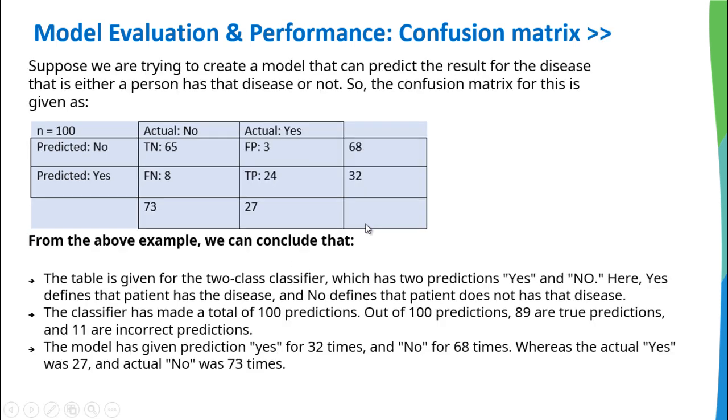So for example, suppose we are trying to create a model that can predict the result of a disease, that is, whether a person has that disease or not. The confusion matrix for this is given, with a total of 100 participants or observations. When we run the analysis, the machine gives us this confusion matrix, which you will see commonly when running machine learning. This is our true negative, false positive, false negative, true positive, as we just explained.